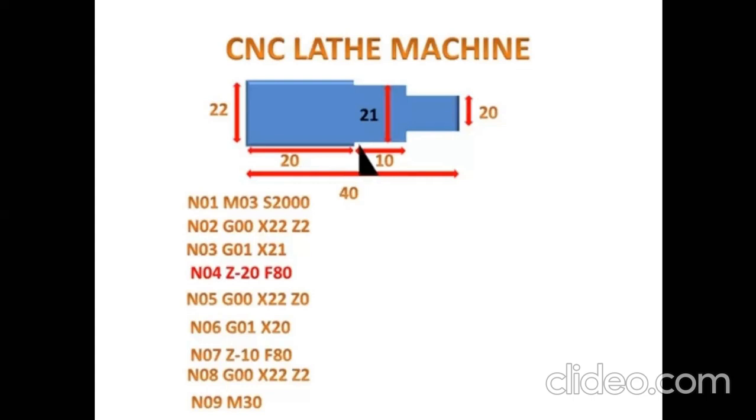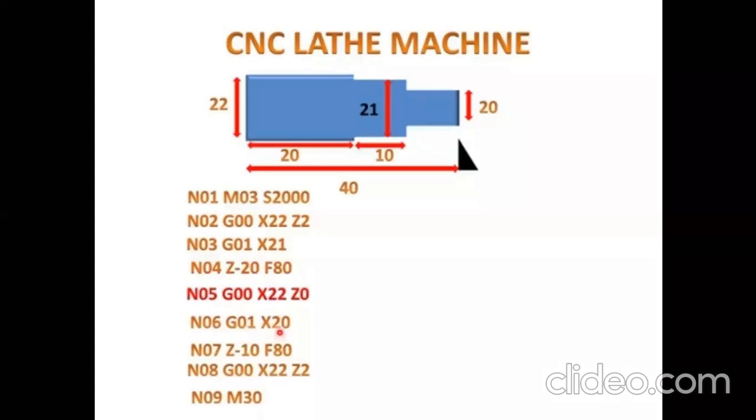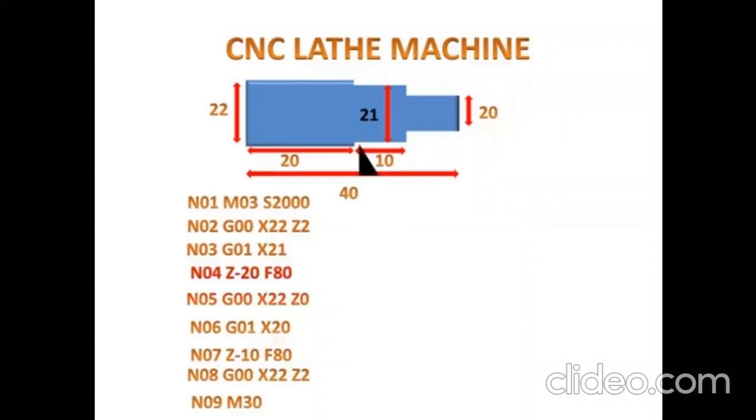Okay, this is your fourth step. Now we will move to the next step, which is your fifth step, N05. Next sequence number G00. As we know, G00 represents a rapid transfer of a tool. In the previous slide, your tool is at this position, at 21 mm diameter and 20 mm in length. We have to move this tool to the home position or working position, which is G00.